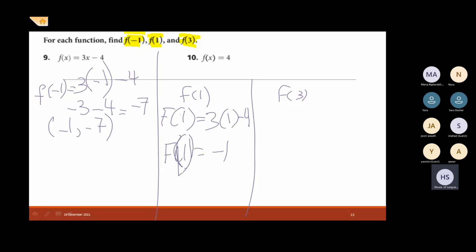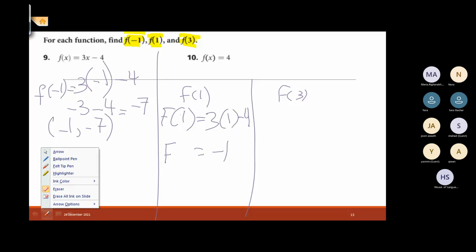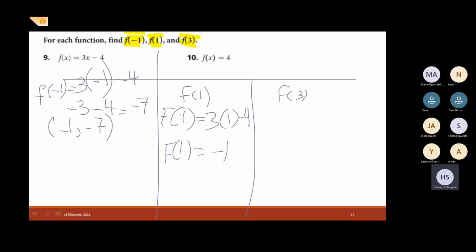How do you find 27? This is 9. 3 times 3 is 9. So your answer is correct. Can I do the f of 3? Yes, coordinates. Bravo. Can I do f of 3? Yes, f of 3.